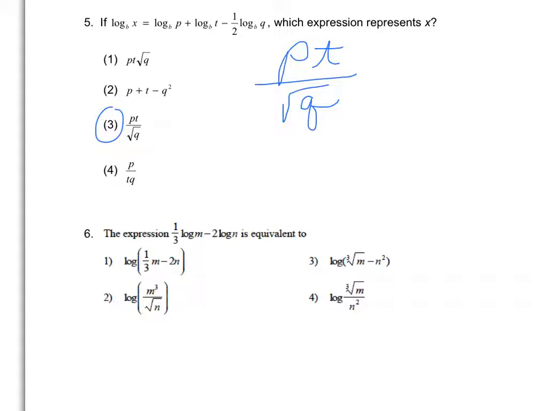Express the expression 1/3 log m minus 2 log n is equivalent to. Let's see, they're both logs with no base, so it's common basis because there is no base. A third is in the front, so it probably was an exponent. M to the third means cube root of m, so cube root of m. Subtraction means division. 2's in the front, so it's an exponent of n squared. So it's got to be choice, you're right, 4. All right, let's go on to the next page.